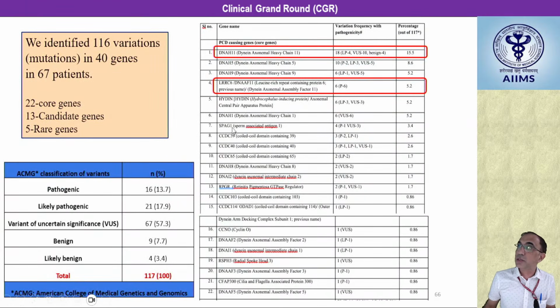And these are the results of the analysis. In 67 patients, we identified 116 mutations in 40 genes. Among these, 22 are the core genes. Among these various mutations, around 30% are pathogenic mutations, a large number, and 57% are variants of unknown significance. Among these variations, DNAH11 has the maximum variations, 15.5%, followed by DNAH5 and 9. And the LRRC6 gene has 6 mutations, but the important finding here is that all are pathogenic mutations for this gene.